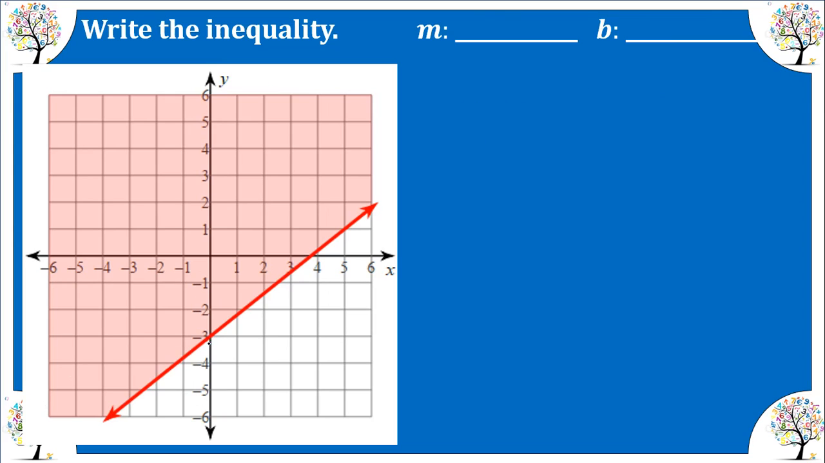Our slope here, here's a nice point, and right here. So I'm going up 1, 2, 3, 4, and over 1, 2, 3, 4, 5. So my slope is 4/5, and it passes through 0, -3. We have y. My line is solid. It includes those points. We have equal. My shading is in the upper half, so it's greater than.